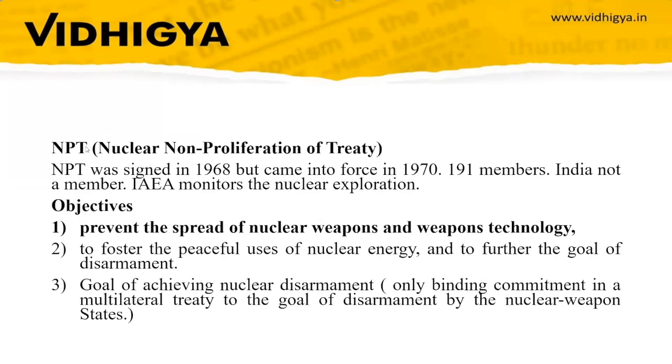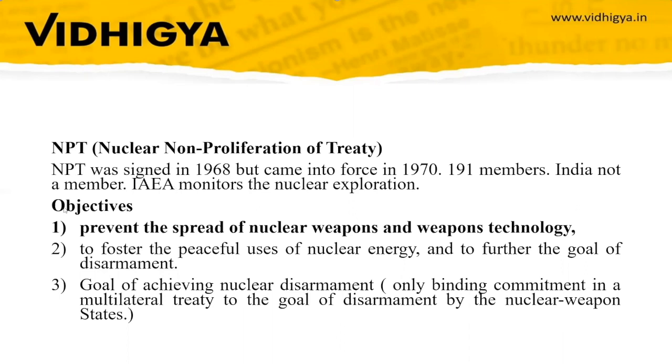So, the Nuclear Non-Proliferation Treaty. What is this treaty? This treaty was signed in the year 1968 but came into force in the year 1970. There are 190 members. India is not a member of the Non-Proliferation Treaty. You have to remember this fact that India is not a member of this treaty. IAEA monitors nuclear exploration. This international agency, known as the International Atomic Energy Agency, monitors nuclear exploration as per the mandate of the Nuclear Non-Proliferation Treaty.